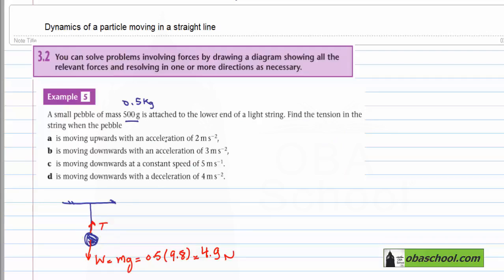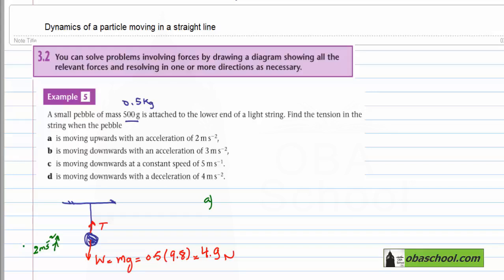Back to the example, we are asked to find the tension in the string in A, B, C, and D, which are 4 different cases. Let's check these cases. In part A, we should find the tension in the string when the pebble is moving upwards with an acceleration of 2 meters per second squared. So here is an upward acceleration with a magnitude of 2 meters per second squared. Then the positive direction along the y-axis is upwards.